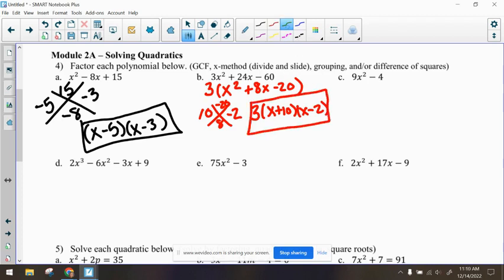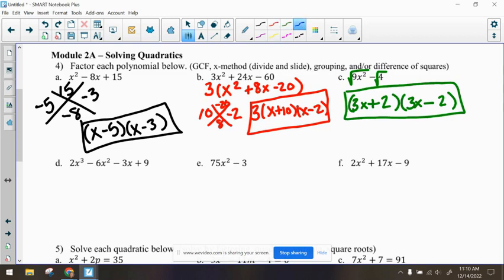Question C is 2 terms. As soon as we see something that's 2 terms, where everything is a perfect square separated by a minus sign, that is difference of 2 squares. So I need to have 2 sets of parentheses, one with a plus, the other with a minus. I then take the square root of each term. The square root of 9x squared is 3x. That goes first. The square root of 4 is 2. That goes second. And that, again, is my final answer.